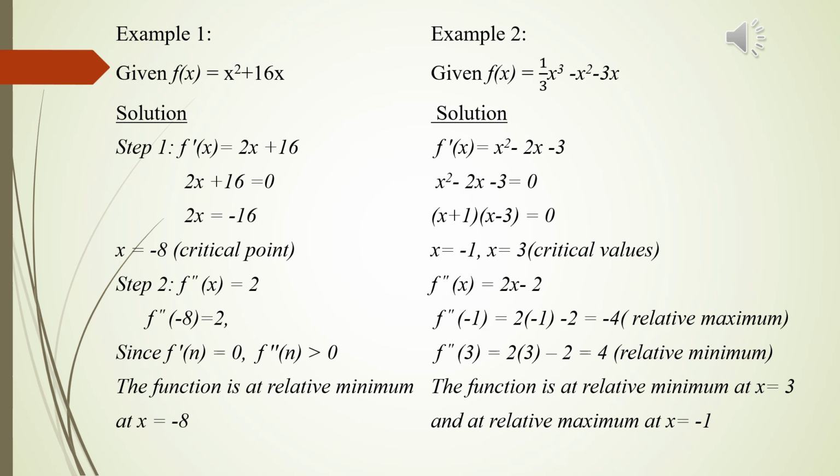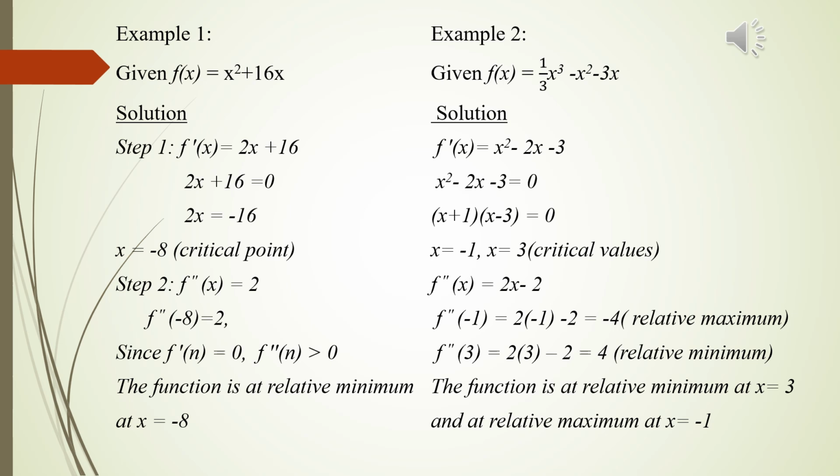Example 1. Given f of x equals x raised to power 2 plus 16x. Solution. Step 1, we have to take the first derivative. F prime of x equals 2x plus 16. So set it to 0. We have 2x plus 16 equals 0. x equals minus 8. That's our critical value or critical point.